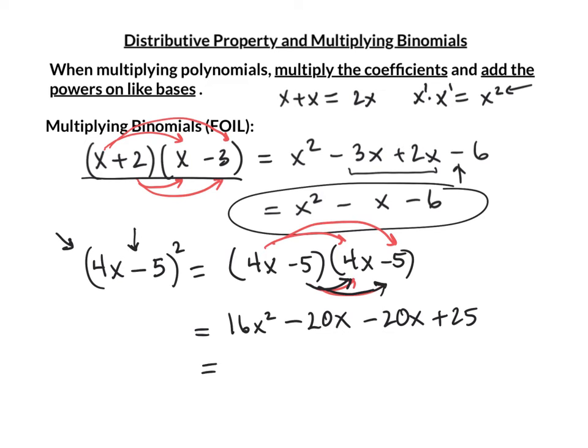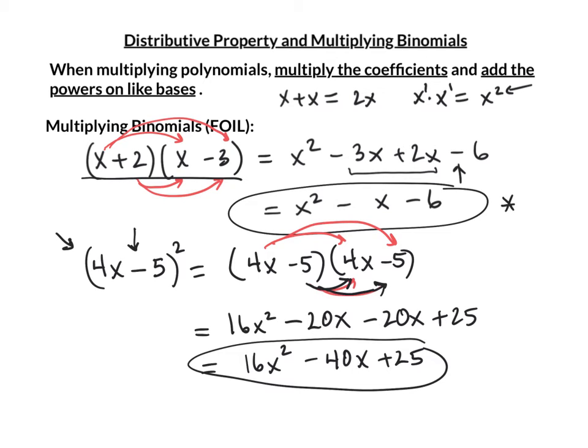As I mentioned, usually the middle will simplify. Negative 20x plus negative 20x is negative 40x plus 25. And you can't combine any of these either here or here because they're not like terms. That is your answer.